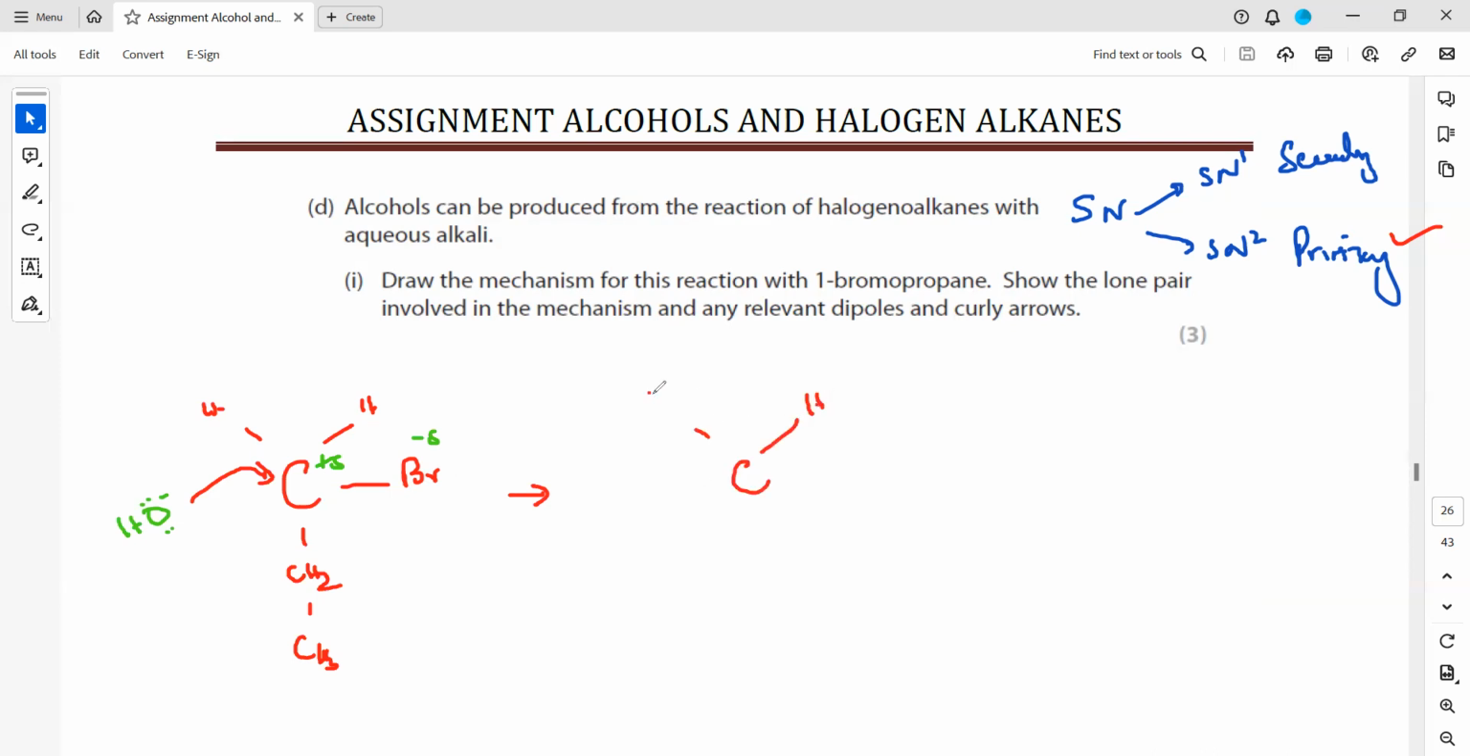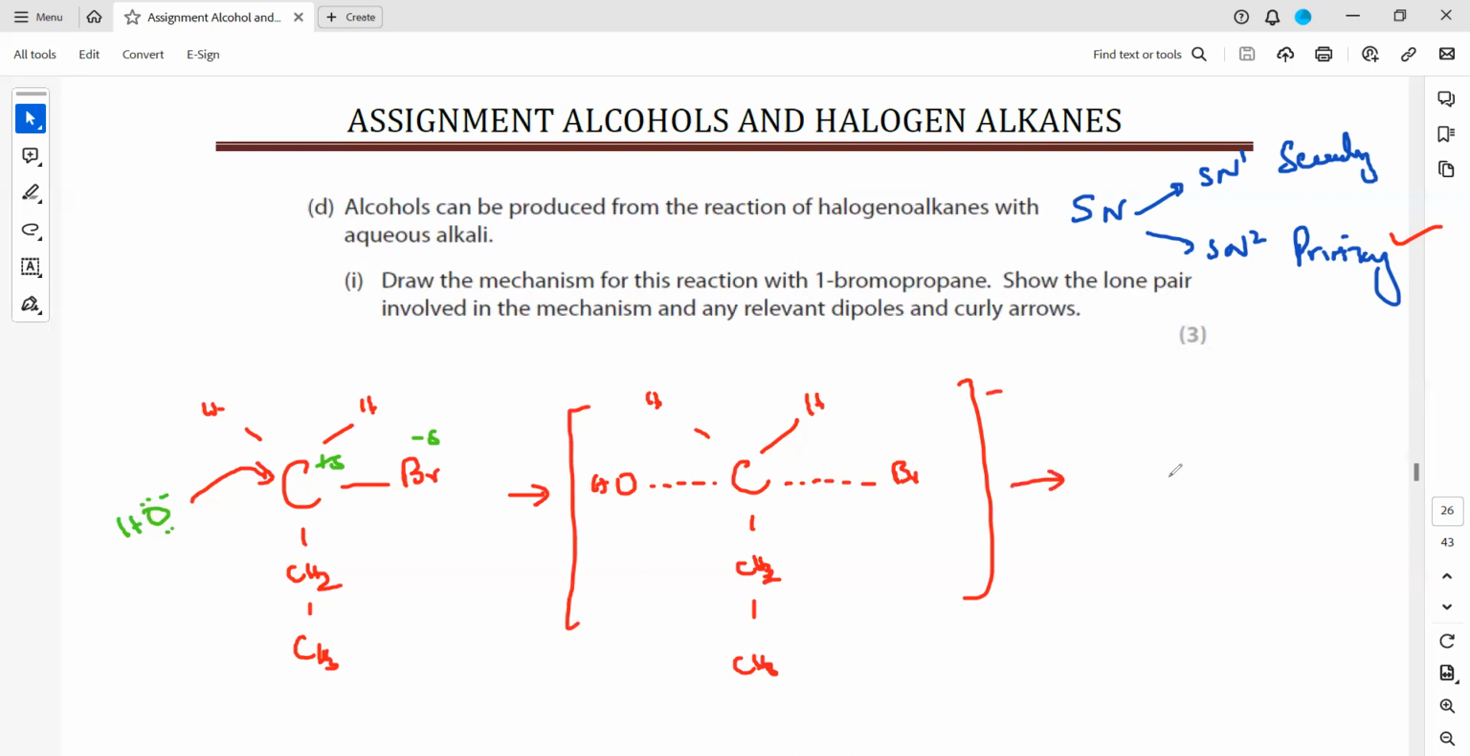How do we represent that bond breaking and bond forming are taking place at the same time? We represent it by a dotted line. So a dotted line for bromine and a dotted line for OH. And the intermediate will have a negative charge because the OH is negative, so the intermediate will be negative.